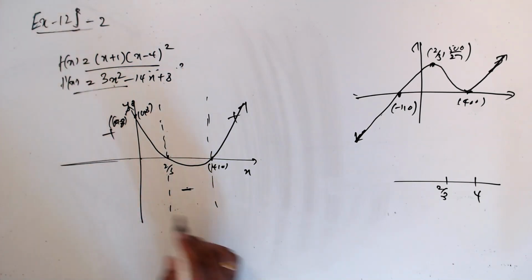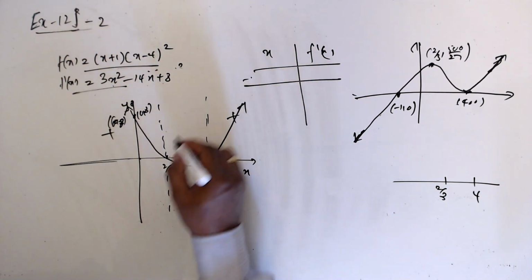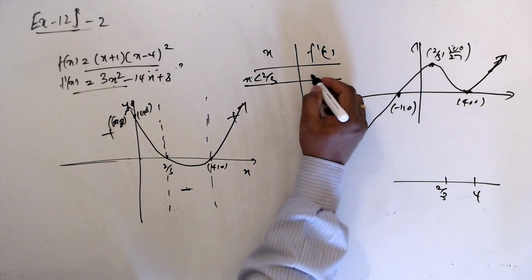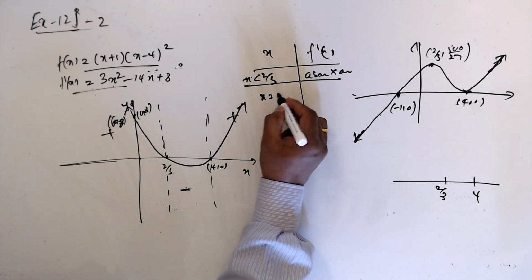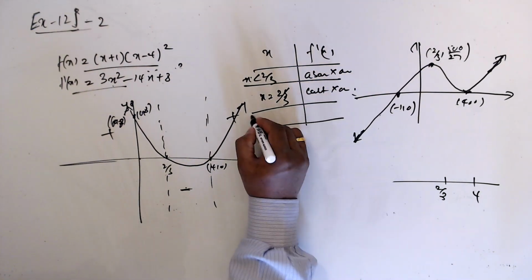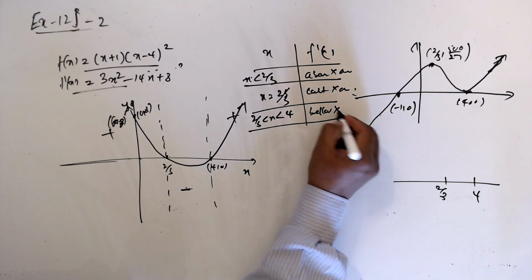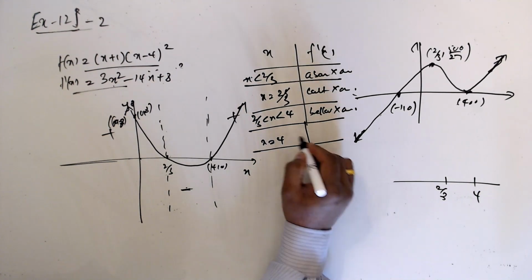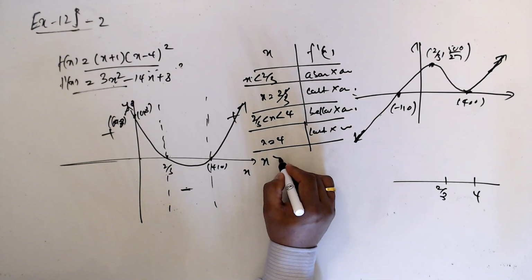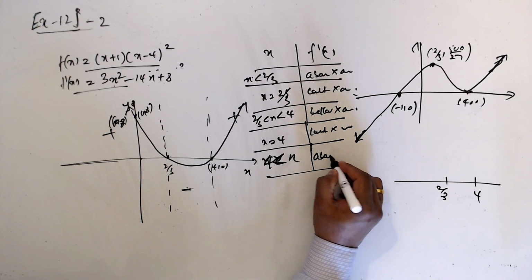This is 0, 8. This is x and f dash x. So for x less than 2 over 3, positive gradient, above the x-axis. Then x equals 2 over 3, maximum, cut the x-axis. Then for 2 over 3 less than x less than 4, that is negative gradient, below the x-axis. Then x equals 4, minimum, cut the x-axis. And x greater than 4, again positive, it means above the x-axis.